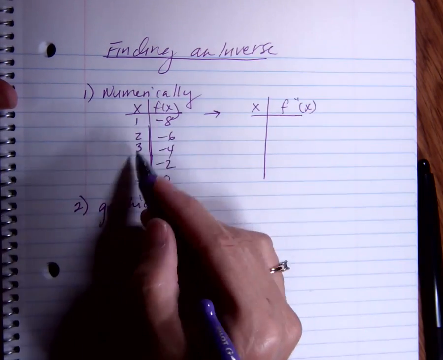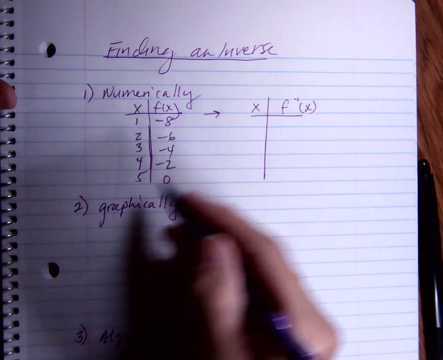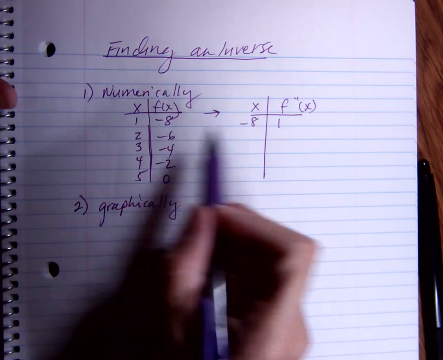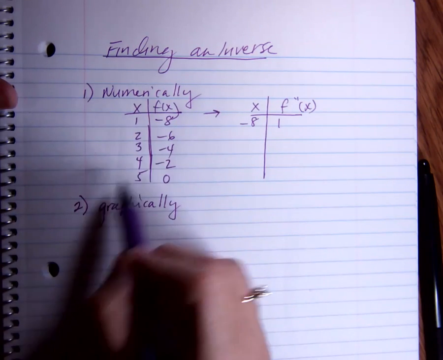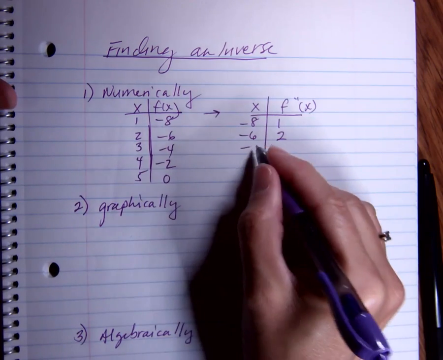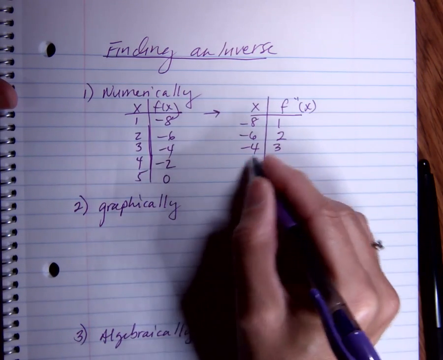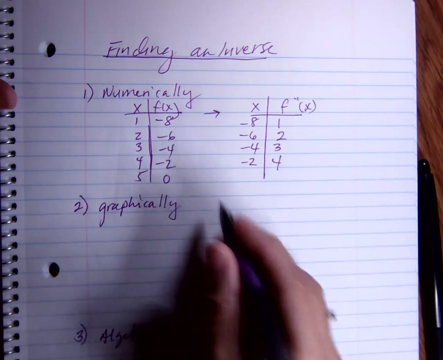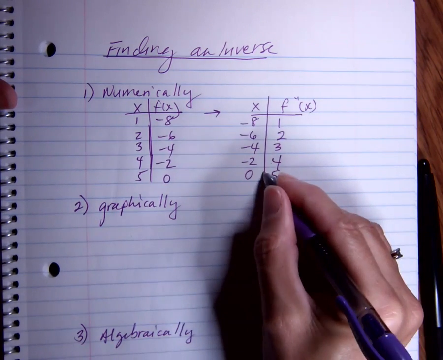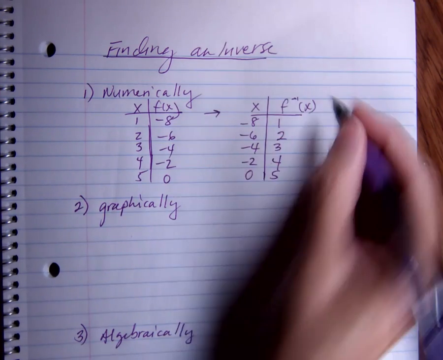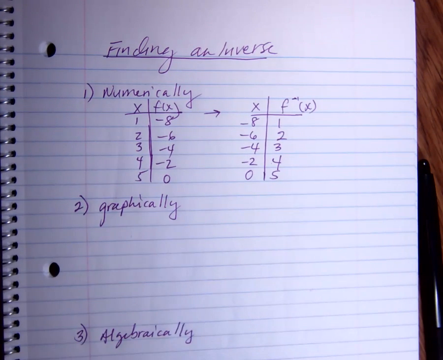I would swap my x's and y's. So this first inverse then would be -8, 1. That would be the ordered pair that would be the inverse of this ordered pair. The second one would be -6, 2. The third one would be -4, 3. The fourth one would be -2, 4. And our last one would be 0, 5. So we hope there's about 10 of those on the test. So numerically it's not a problem.